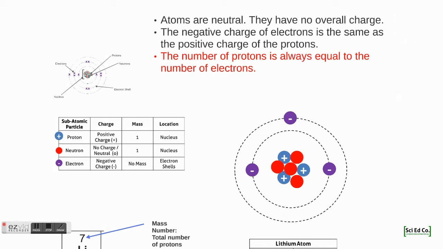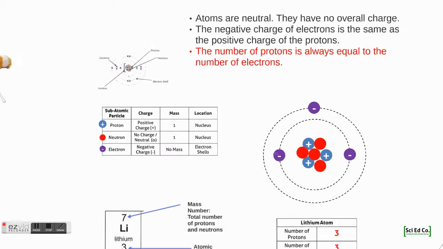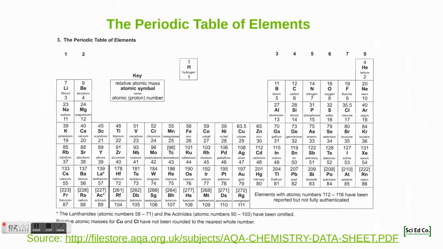At this stage, you may be asking yourself, well, how do I know how many protons, neutrons, or electrons an atom has? To find that out, we need to look at the periodic table. This is the periodic table. It lists all of the different atoms known to us. This is the exact periodic table that you will be given in the exam.